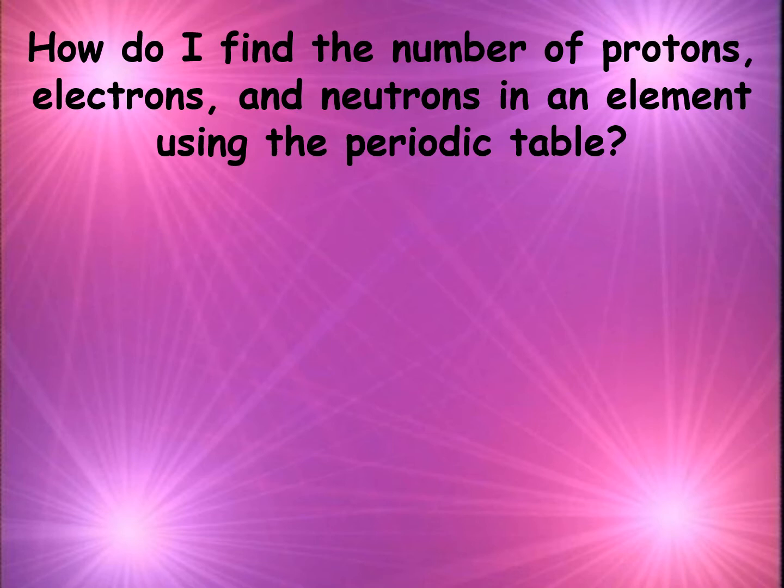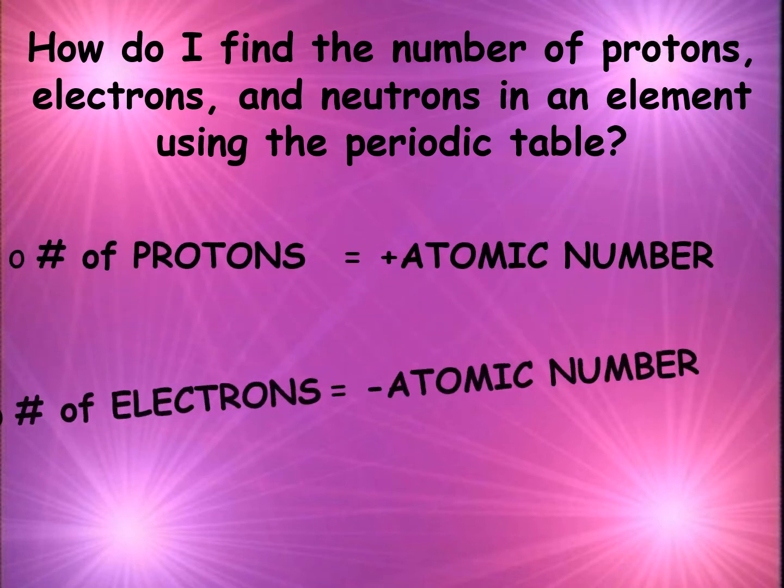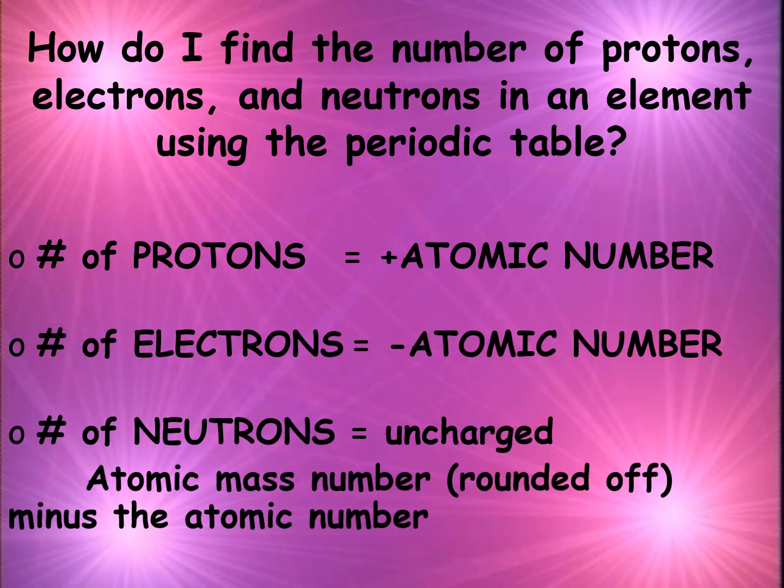How do you find the number of protons, electrons, and neutrons in an element using the periodic table? The number of protons is equal to the atomic number. The number of electrons is equal to the atomic number. The difference between the two is that the protons have a positive charge and the electrons have a negative charge. Neutrons are uncharged. How do you get the number of neutrons? Take the atomic mass number rounded off and then minus the atomic number, and that is the number of neutrons.